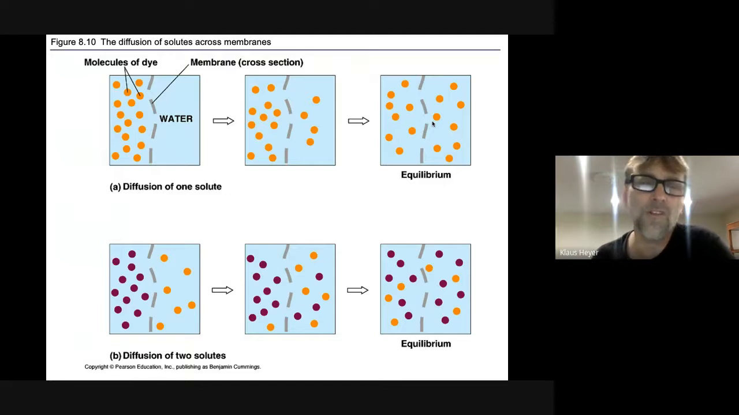It doesn't matter one solute, two solutes, what a solute is, although you should know what it is, but just something.